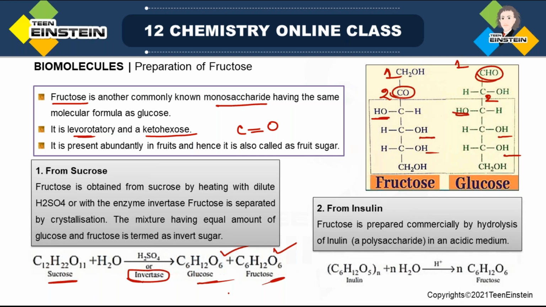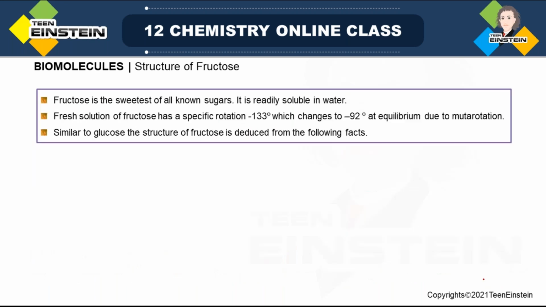Another method is also there, which is large scale. If you want to make it commercially, then prepare it by hydrolysis of inulin. Inulin is a polysaccharide, that means a complex structure. So (C6H10O5)n with n number of water, in acid medium, we get n number of monosaccharide, which is fructose in this case. And after preparation of fructose, let's see the structure of fructose.